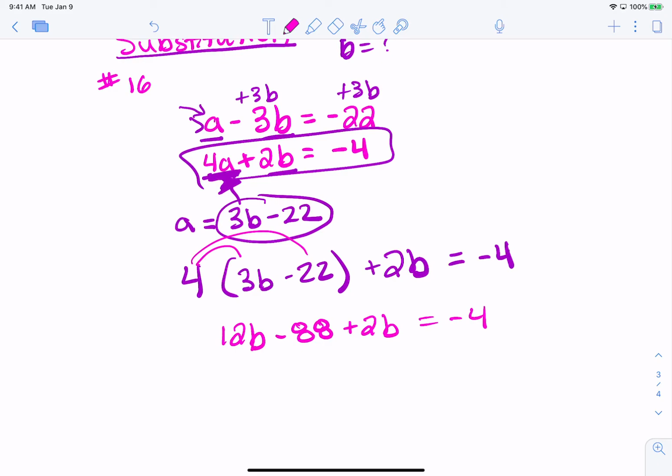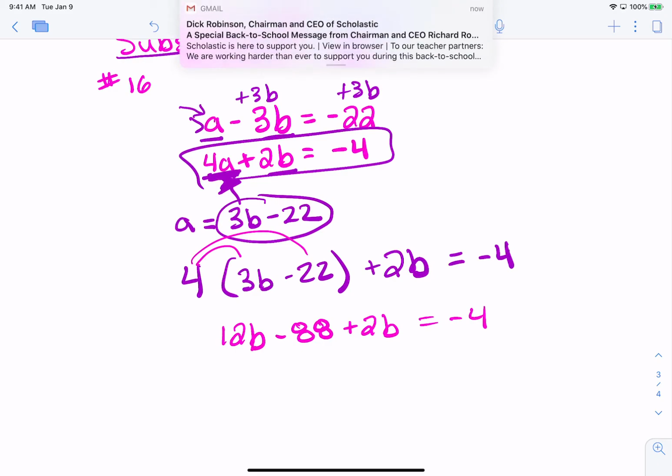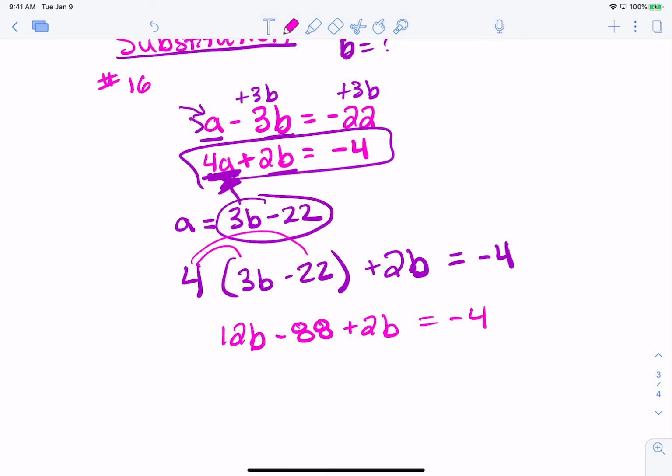Okay, so let's put stuff together. What can you put together? The B's. Let's go with the B's first. 12B and 2B. 14B minus 88 equals negative 4.